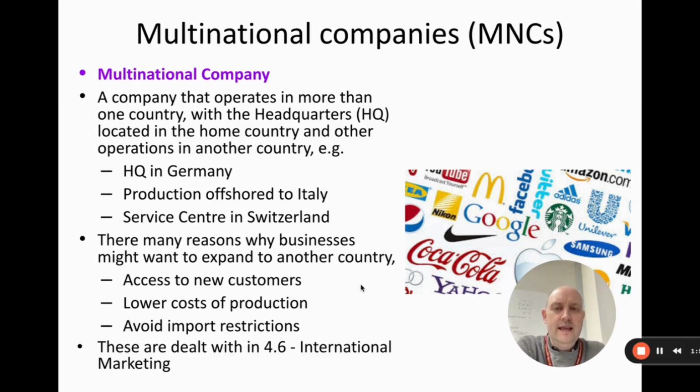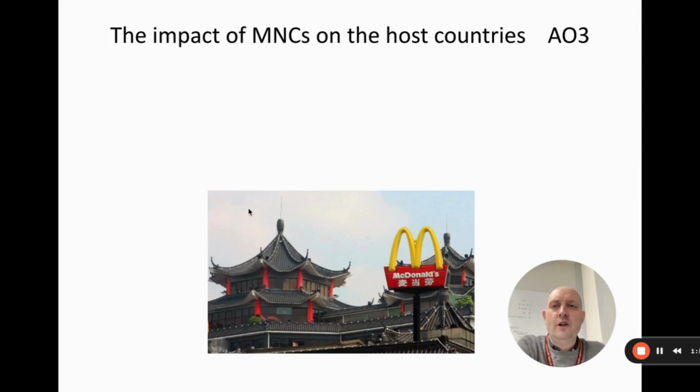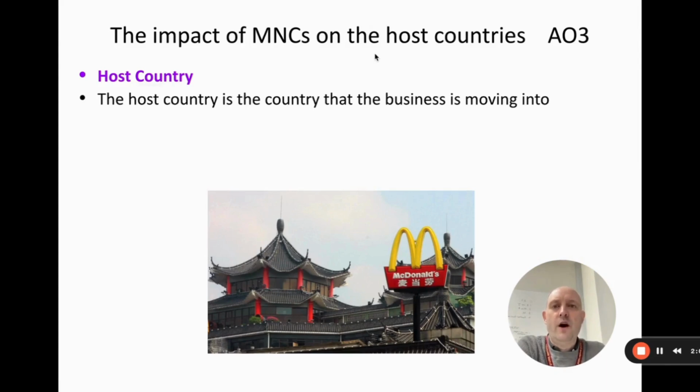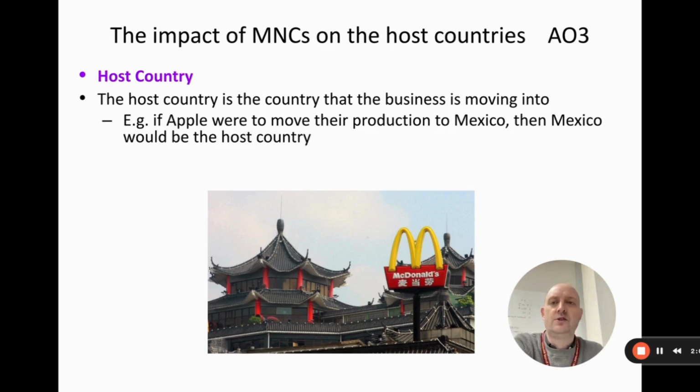So what exactly is covered in this chapter? Well, the learning objective is the impact of the multinational company on the host country. So what does that mean? Well, the host country is the country that the business is actually moving into. So for example, if Apple were to move their production to Mexico, I don't believe they are, this is just an example, then Mexico would be the host country.